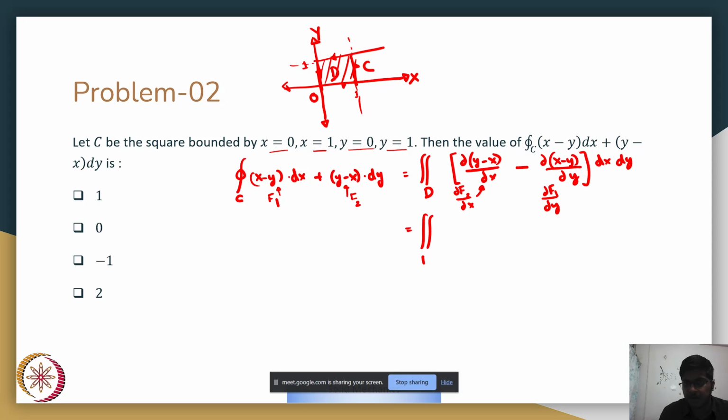which is nothing but the partial derivative of y minus x with respect to x is minus 1, minus the partial derivative of x minus y with respect to y is again minus 1, dx dy. So minus 1 plus 1 will cancel out, we'll get 0. 0 times area of D is nothing but 0. So for this particular problem, the line integral across the closed curve C turns out to be 0.